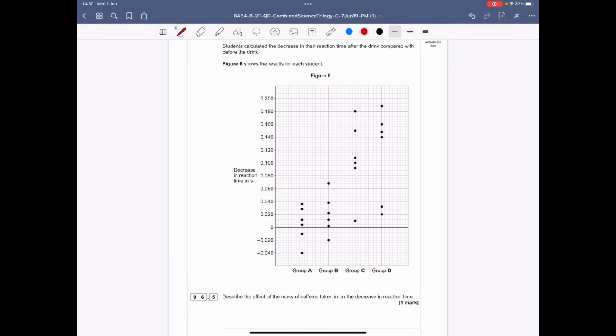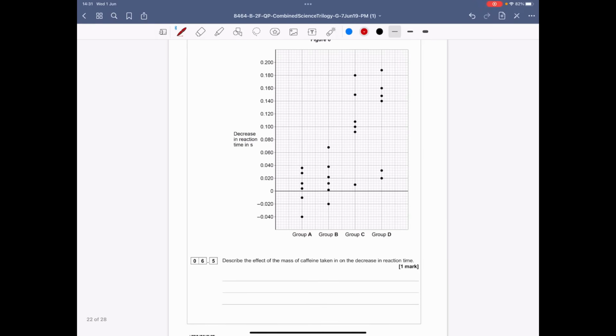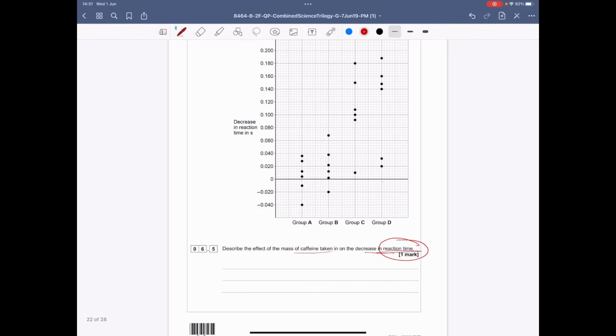The students calculated the decrease in their reaction time after the drink compared with before the drink. So they're comparing their reaction time after compared with before. Figure 6 shows the results for each student in groups A, B, C and D. Describe the effect of the mass of caffeine taken on the decrease of reaction time. So therefore we know that group D had the most caffeine, and A had none, and B had a little. So therefore, what pattern can we roughly see?